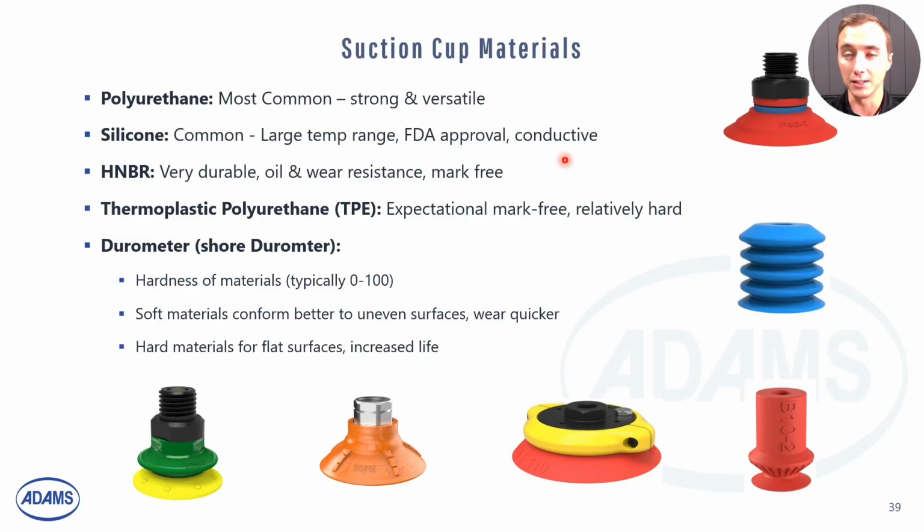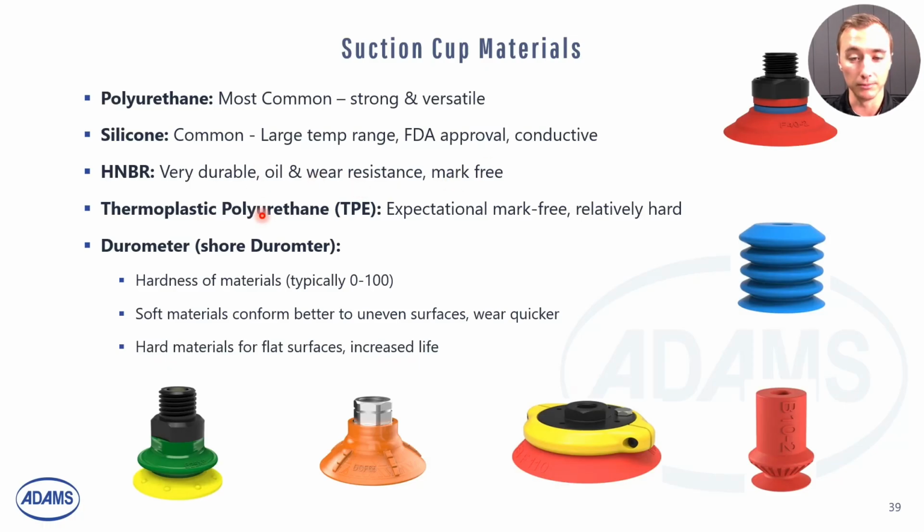It can also be conductive, meaning that it can help discharge static electricity if you're, say, handling circuit boards or something of that nature that's susceptible to static. There's also HNBR. Those are a very durable option. They're going to be great with oil and in a more wear-resistant application where maybe the part you're handling is abrasive and it can create a lot of wear on the lip of the cup. Those are also going to be mark-free, meaning if you're handling, say, glass, it's not going to leave that smudge.